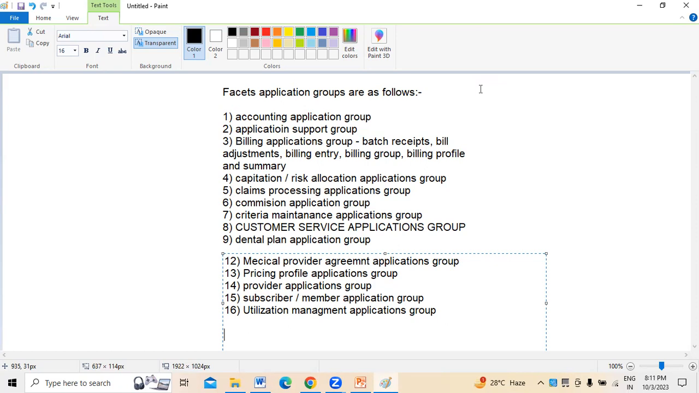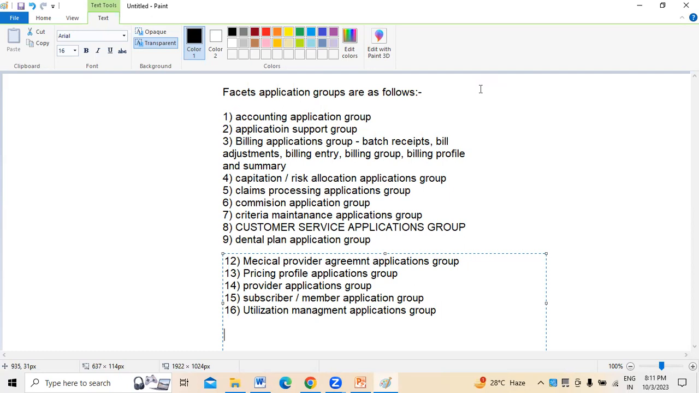Yeah, this is important, and 15th as well as the 5th are the important ones. Apart from remaining groups, I don't say remaining are not mandatory or important, but these are the majority of everyday work, like 5 and 15. Everyday work will be more on these two areas. So majorly this claim processing applications and subscriber member applications are more important.